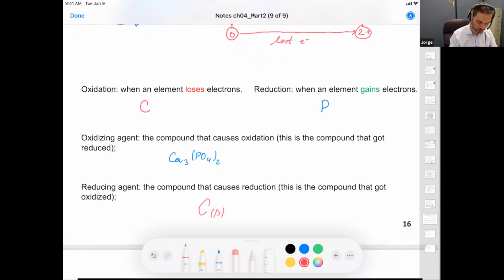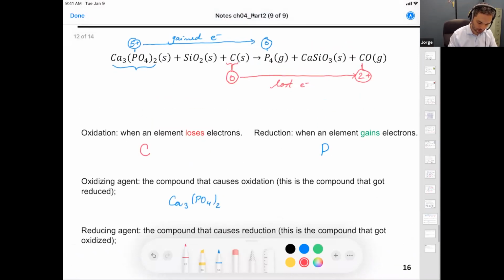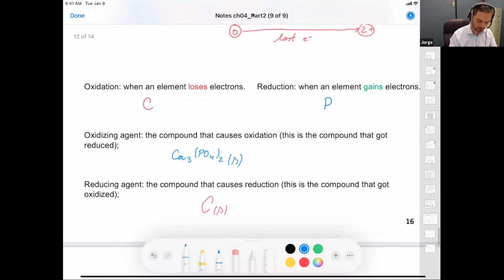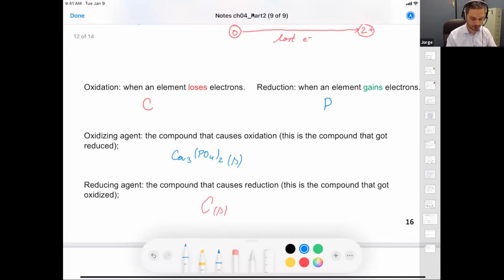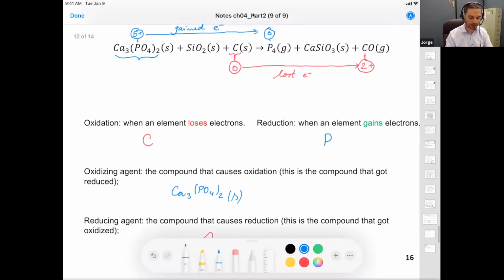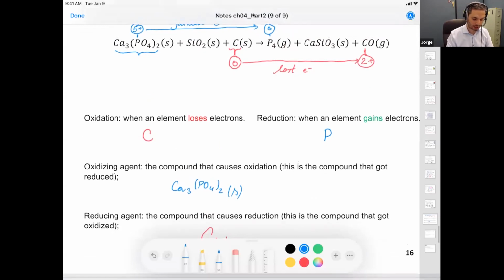Okay, let's put the state here. Carbon solid, and the other one is calcium phosphate solid. Again, oxidation and reduction refer only to the elements. Oxidizing agent and reducing agent refer to the whole compound. You have to look at who gained and who lost electrons.